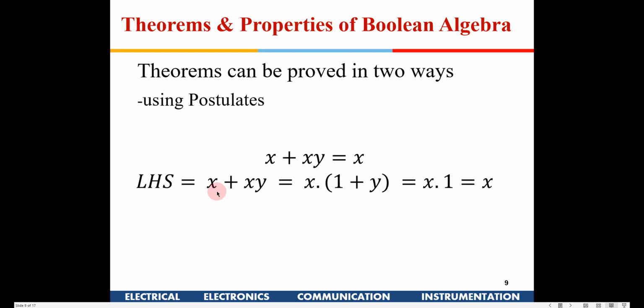The left hand side is x plus xy. Now I can take an x common out here. This is again the distributive law, so I am putting x common, so it becomes x times (1 or y). And 1 or y is again the identity theorem, which says 1 or y is 1. Then x and 1, again the identity theorem, gives x. So this is the right hand side. This is known as proving the theorems using postulates. So this is one approach.